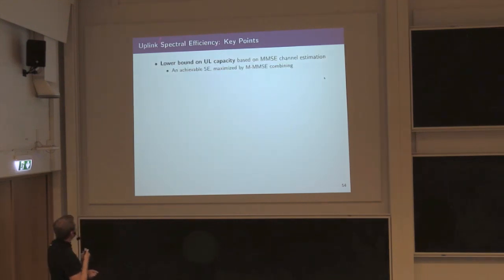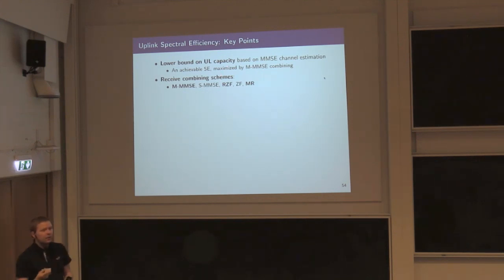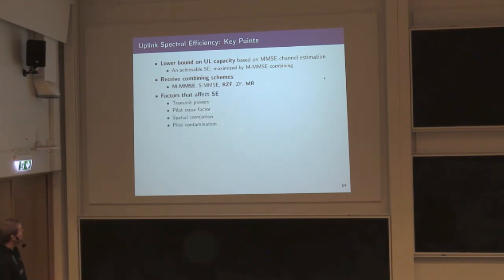So when it comes to the uplink here, we have a lower bound on the uplink capacity that was based on minimum mean square error estimation, and this is an achievable spectral efficiency, meaning that it is something that we can achieve in practice with Gaussian codebooks and things like that. And we maximized it using multicell MMSE combining. There were also other choices of receive combining, and out of those it was regularized zero forcing and maximum ratio that are the practically useful ones because they look into different balances between complexity and performance. Factors that affect the spectral efficiency are definitely the transmit power, but also the pilot reuse factor, the spatial correlation, and the pilot contamination.